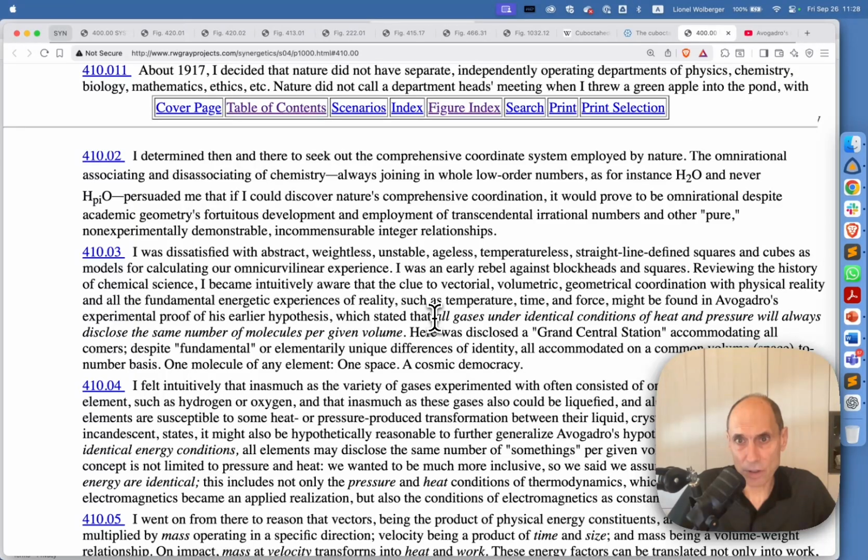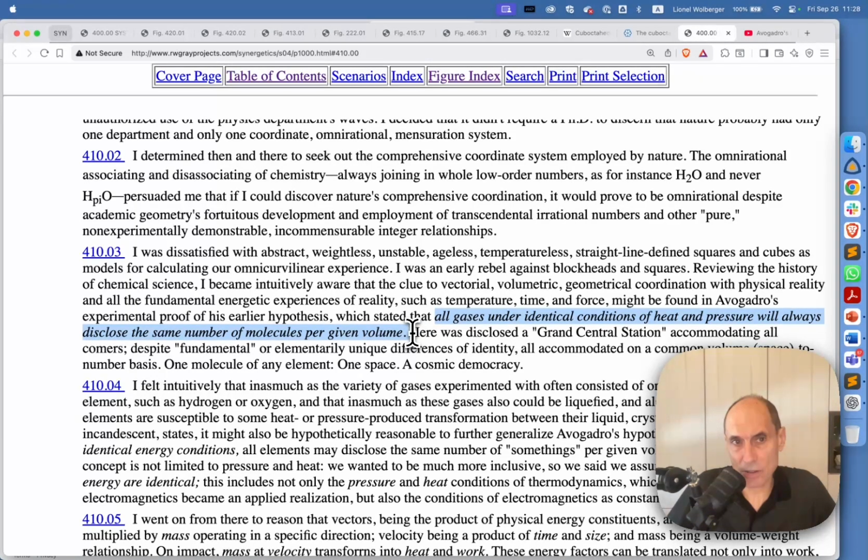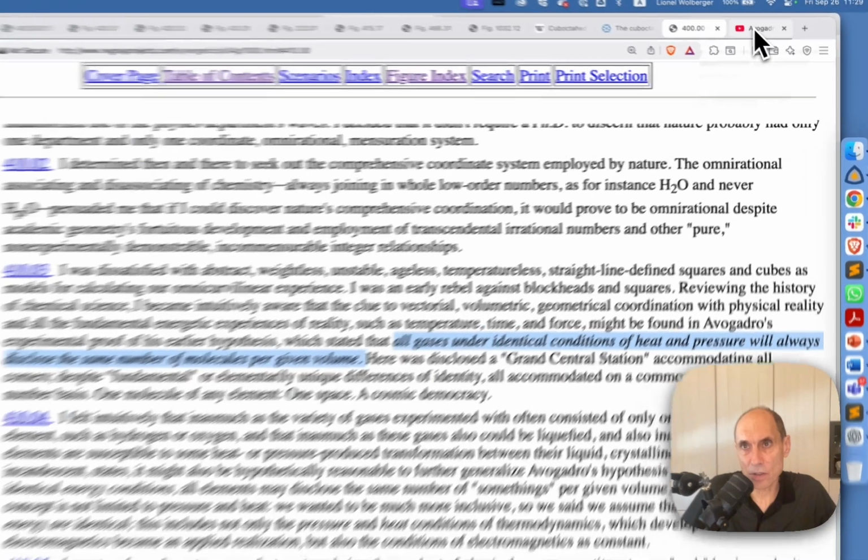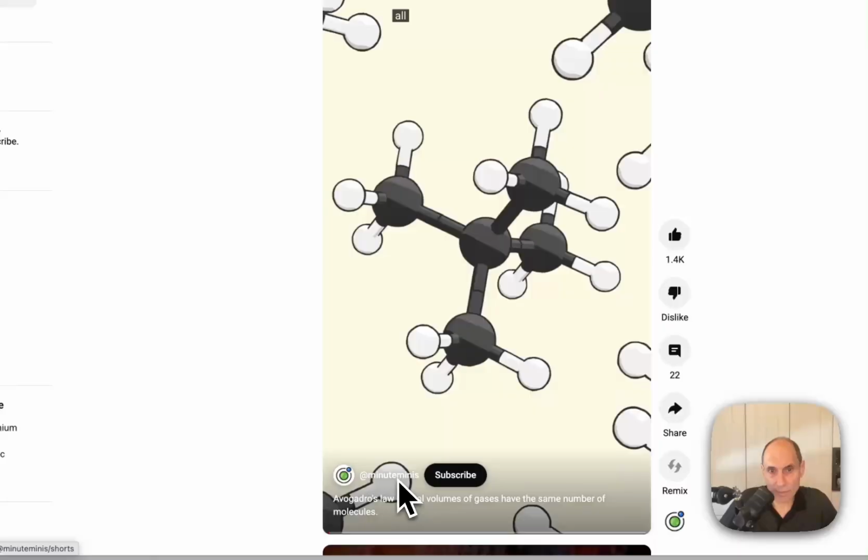Avogadro is important to Fuller because Avogadro stated that all gases under identical conditions of heat and pressure will always disclose the same number of molecules per given volume. Here's a short video that explains it well.